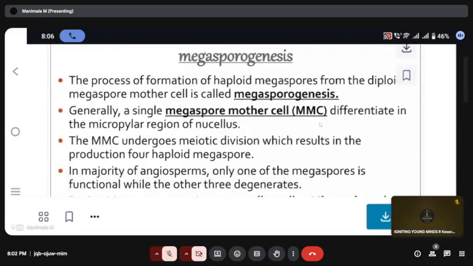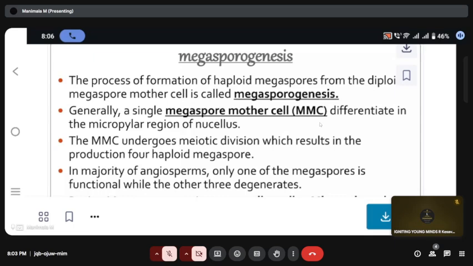So the next one is megasporogenesis. What is megasporogenesis? Microsporogenesis is the formation of pollen grains, right? In the same way, megasporogenesis is the formation of megaspores from the megaspore mother cell, which is formed inside the ovule. So megasporogenesis is the process of formation of megaspores from the megaspore mother cell. Now we are going to see how megasporogenesis takes place.